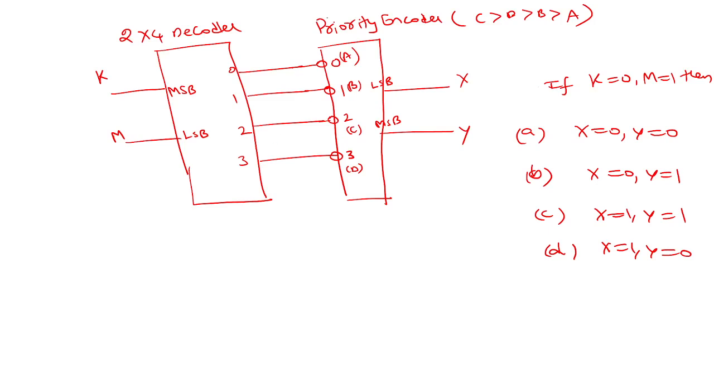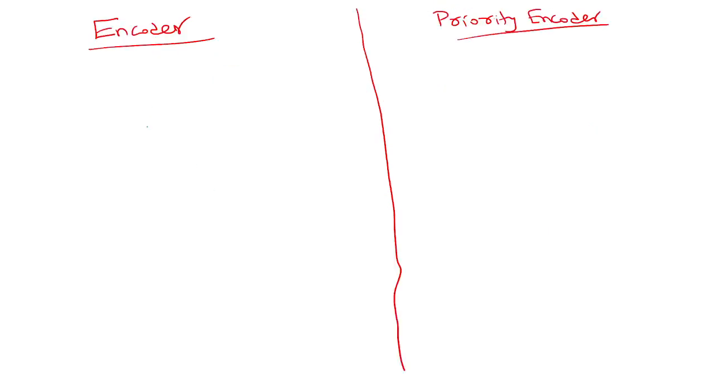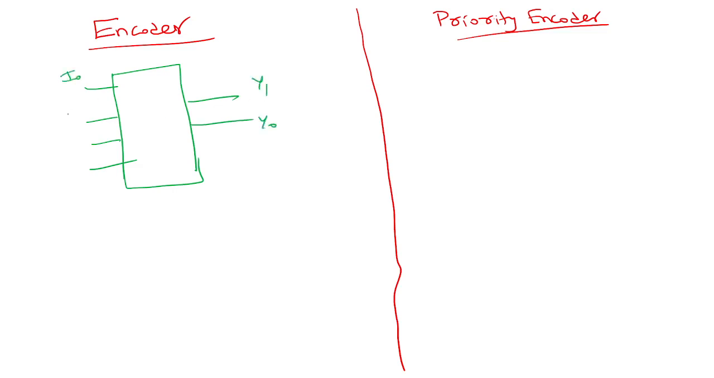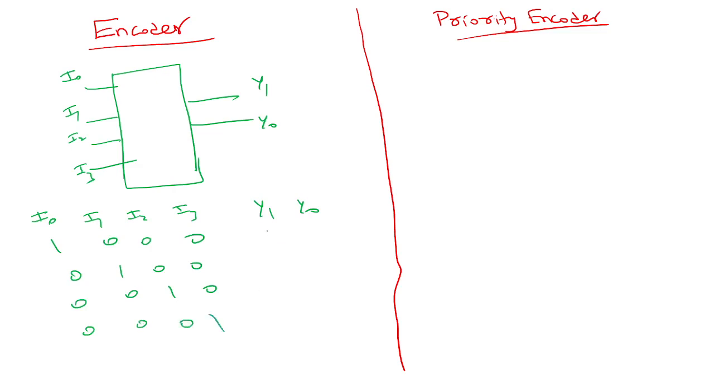Now, here the concept of priority encoder comes. I just want to summarize once again: 1, 2, 3, 4 lines as input, output is 2 lines. I0, I1, I2, I3. If I write I0, I1, I2, I3, Y1, Y0, we already know these are the combinations that are possible. We are only allowing these combinations for it to work as a proper encoder.